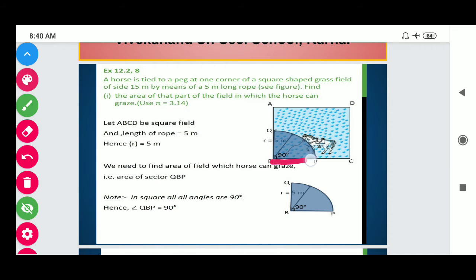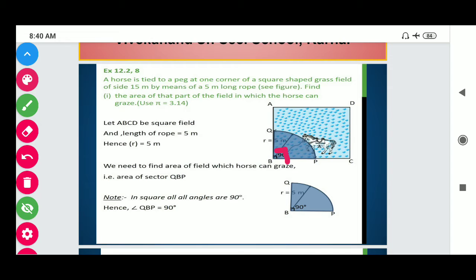That means BP is the long rope, so the horse can move only at a maximum distance of 5 meter. So in this way, the horse can graze the area that it can cover with the 5-meter long rope. We need to calculate the area that the horse can graze. This makes a quadrant because it makes a 90-degree angle, and you can also say that this is a sector having 90 degrees.